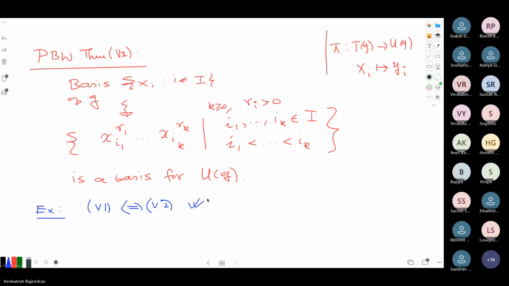So is it right for uncountable dimension? Yeah, you can have it, there is no issue, because this only uses the total order, and then you will be only considering the finite monomials. Okay. Thank you. Yeah.